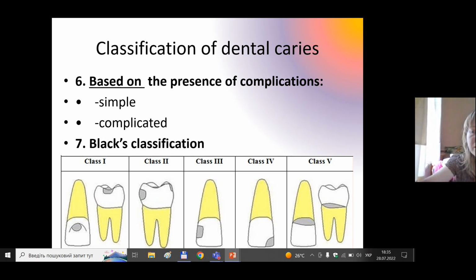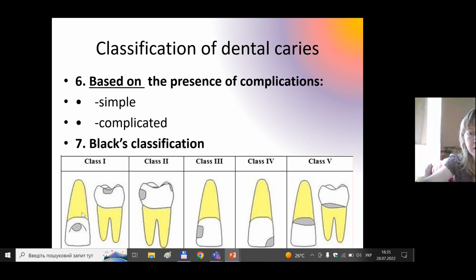Classification that is based on the presence of complications. According to it, caries can be simple and complicated. And finally, Black's classification. According to Black, five classes are outlined.